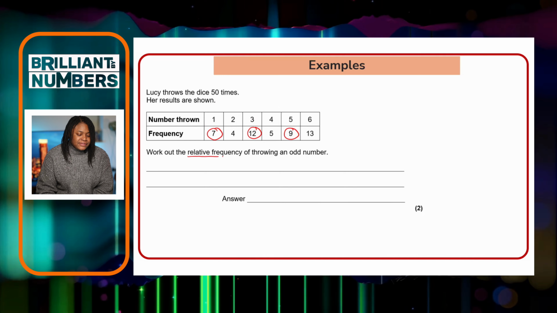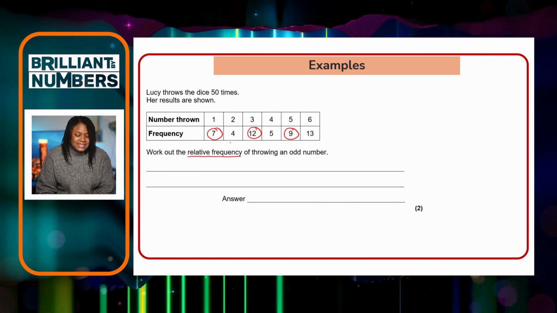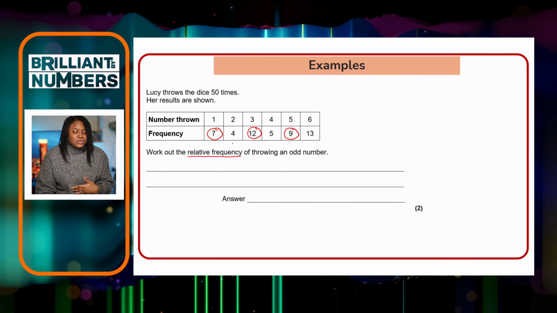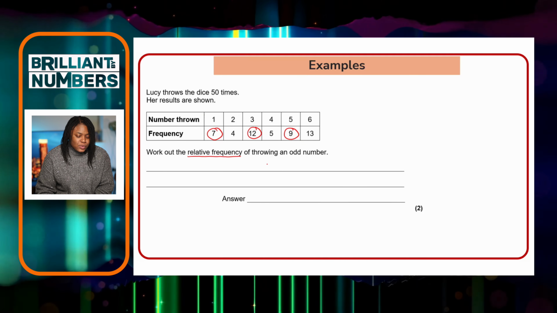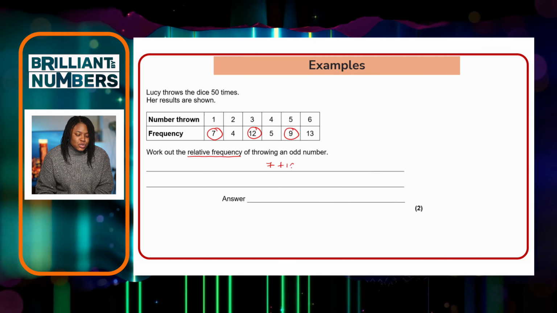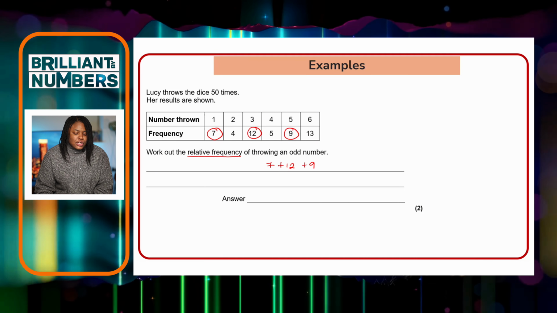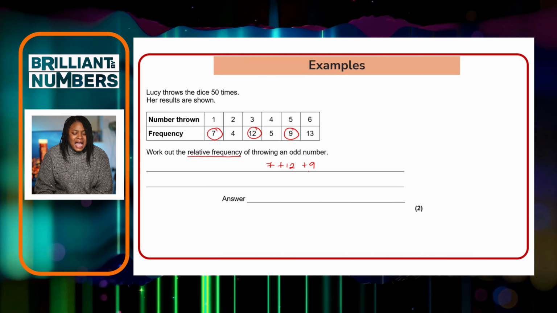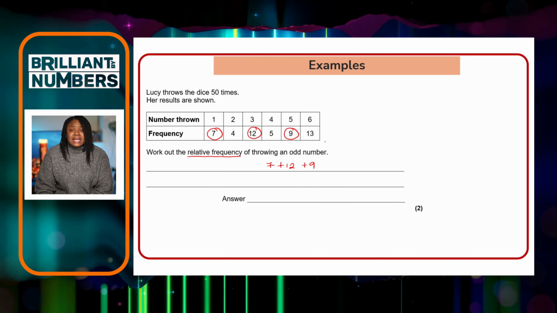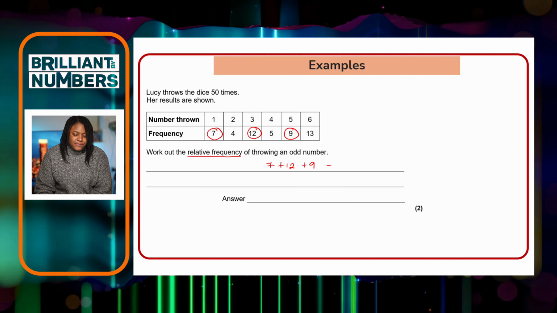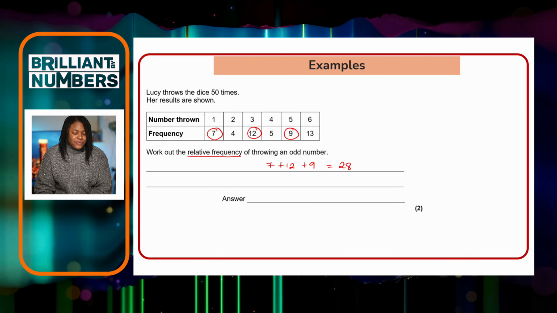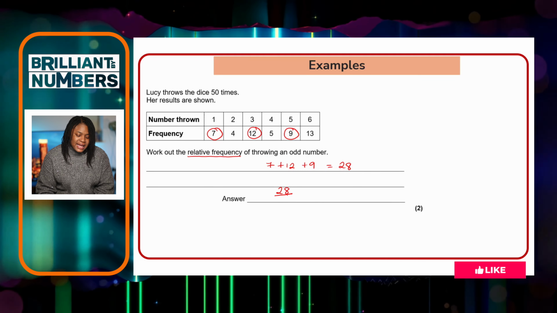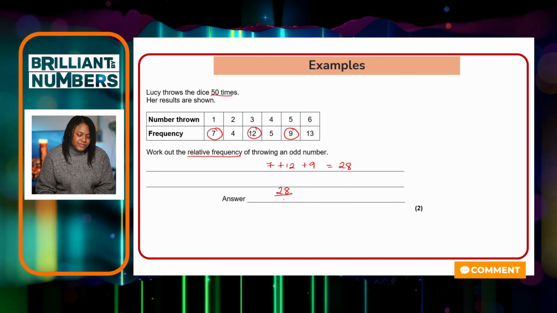So to get our relative frequency, we need to add all of these together and then write that as a fraction of the total amount of throws, which is 50. So we go for 7 add 12 add 9. So 7 add 12 is 19, and 19 plus 9 is 28. So therefore, we get 28 in total for the odd numbers. We then need to write that as a fraction. So it's 28 out of the total, which is 50.